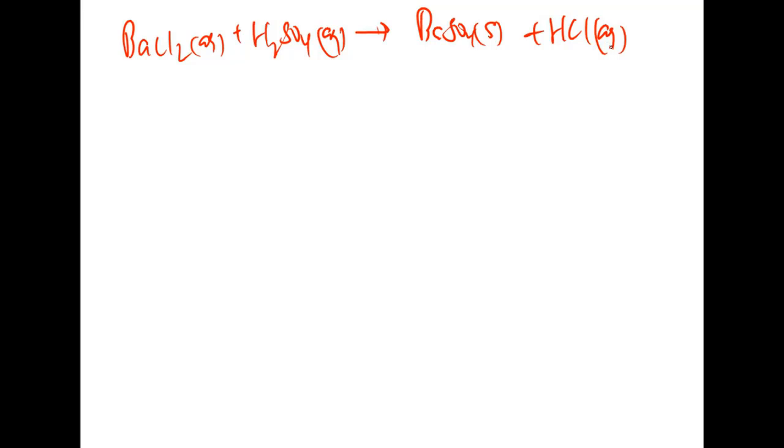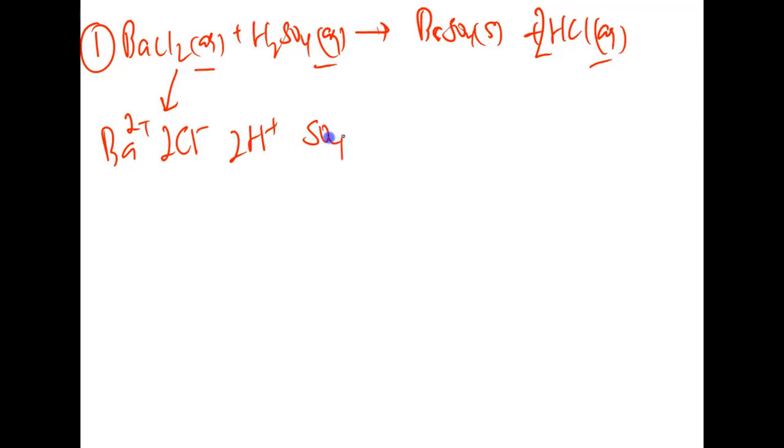So for the ionic equation, the first step is always to write the balanced chemical equation. The second step is to see which ones are aqueous, because those in the aqueous state can dissociate into ions. So I have Ba2 plus, I have Cl minus, and I have two of them. I have H plus, I have two of them as well. I have SO4 2 minus. This one remains because this is the solid, and I have 2H plus here and 2 Cl minus here.